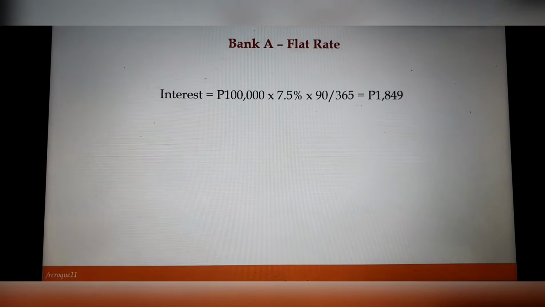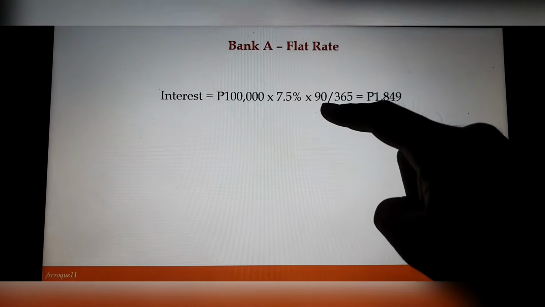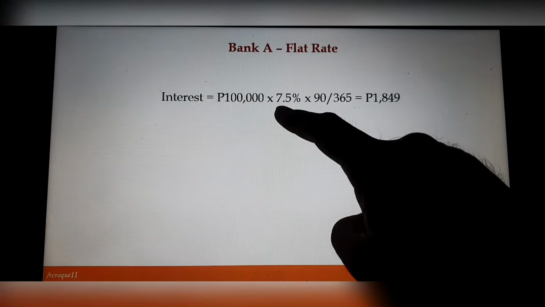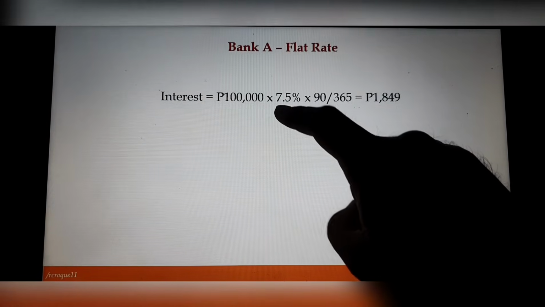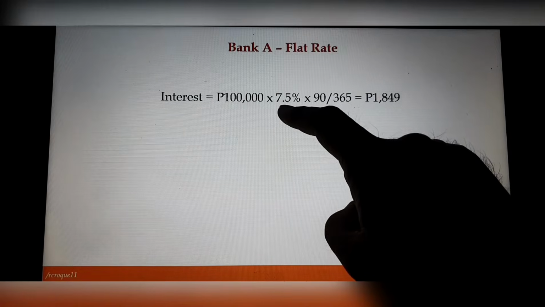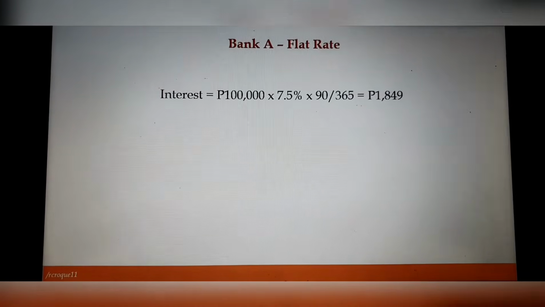Okay? So, for Bank A, ang interest natin ay 7.5% times 90 over 365. 90 days kasi yung period natin. 7.5 kasi 6 na prime rate plus 1.5% on top of the prime rate na 6%. Okay? So, ang interest ay 1,849.